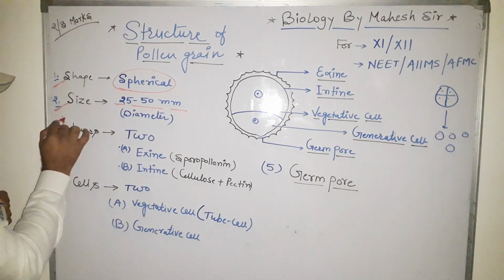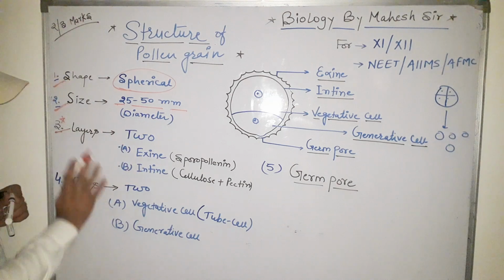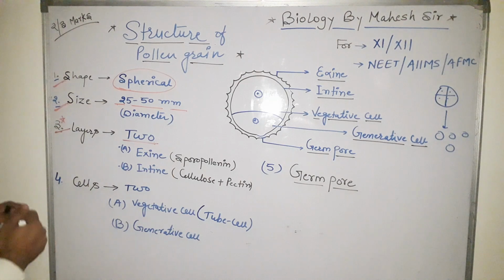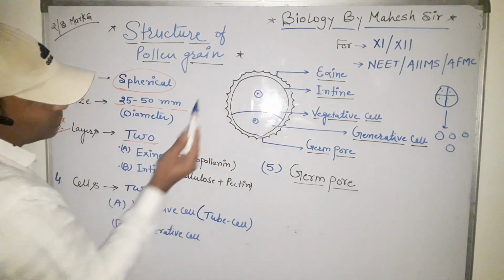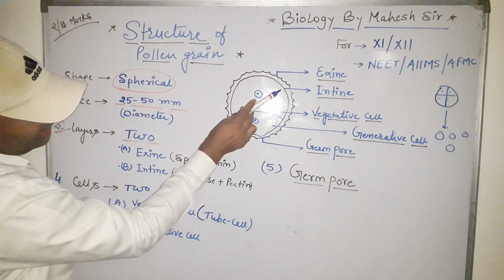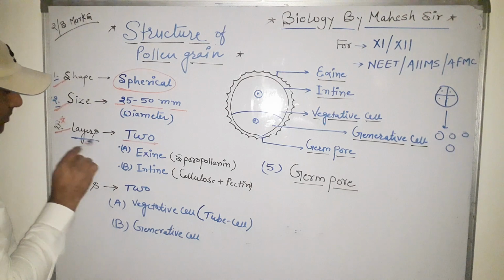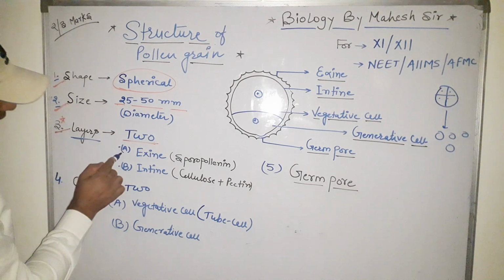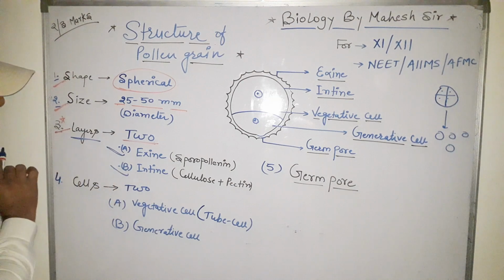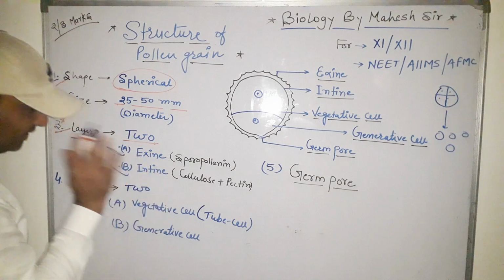Now, important, the layers. Two layers are present in a pollen grain. First, the outer layer is called exine, and the inner layer is called intine. So a total of two layers are present in a pollen grain. The outer layer is called exine, the inner layer is called intine. Clear? So external for exine, internal for intine.